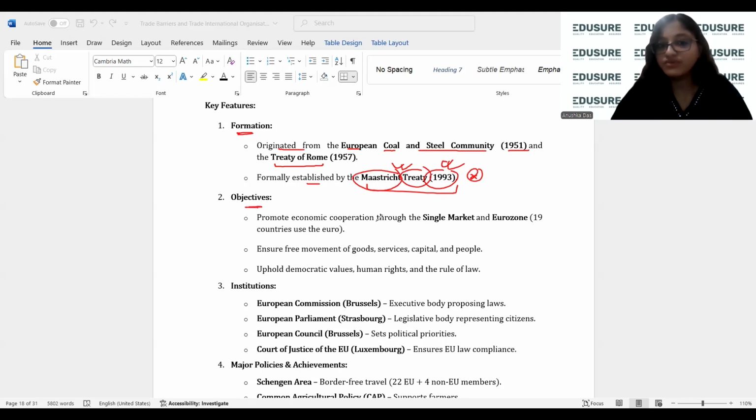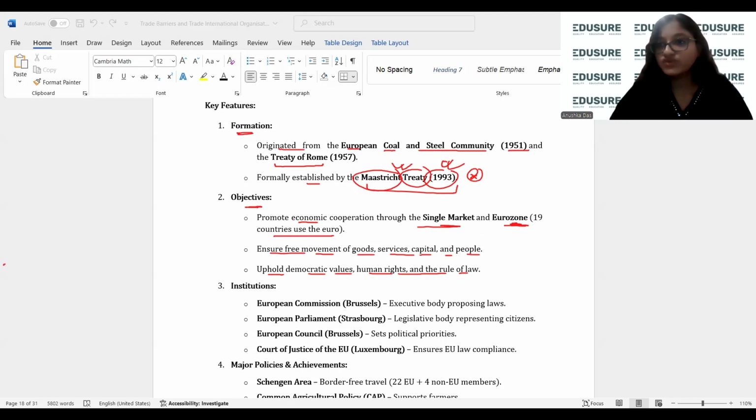Objectives. The objective is to promote economic cooperation through a single market to form the Eurozone. Basically, a single fiscal and monetary policy, and also a single currency. Eurozone means only a single currency, the euro, will be applied. So 19 countries use the euro as their currency. It will ensure free movement of goods, services, capital, and people, and uphold democratic values, human rights, and the rule of law. So these were the objectives.